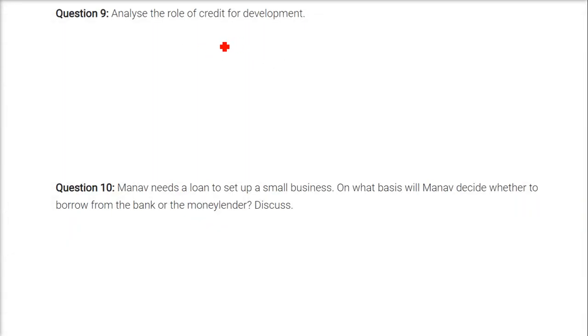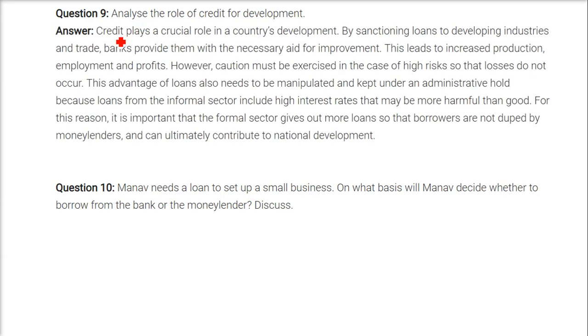Analyze the role of credit for development. Credit, that is taking a loan or taking money, plays a very crucial role in a country's development. By sanctioning, disbursing and giving loans to developing industries and trade, banks provide them with the necessary aid for improvement. This leads to increased production, employment and profits. But caution must be exercised in case of high risk so that losses do not occur.